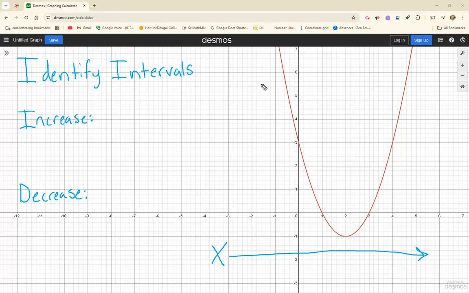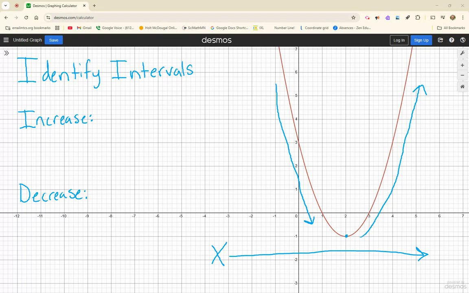So if we look at this graph, you can see here as we move from left to right, this graph is decreasing. So here's an interval of decreasing. This is a negative slope. The y value is going down, or simply put, the graph is going down. Until we get to this point, this relative minimum, now the graph goes up. So now we are increasing. This is a positive slope and our y values are getting bigger. So we are increasing as x gets bigger. So again, as we look from left to right, it is decreasing here and then it changes to increasing.